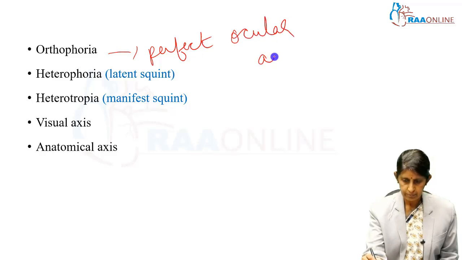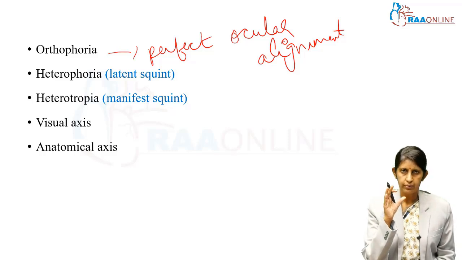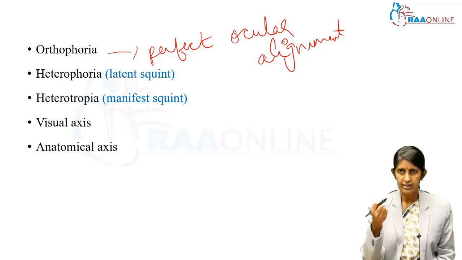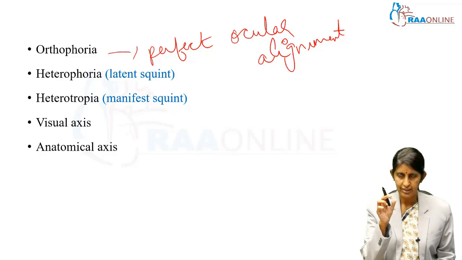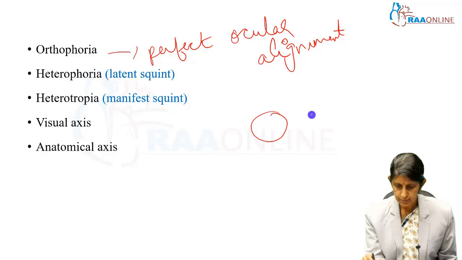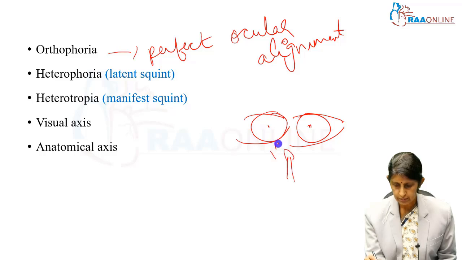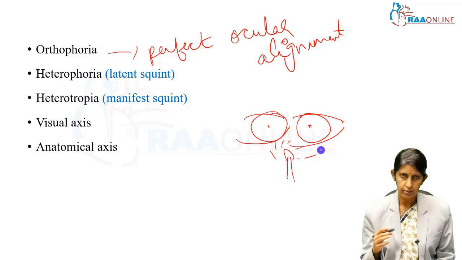That means when the patient is looking straight, the eyes are in perfect alignment and the central reflexes are centered. So when you elicit a Hirschberg's test, when you throw a light onto the patient's eyes, you will see a central reflex in both eyes when you throw a torchlight. This is the Hirschberg's reflex, which is eliciting orthophoria.